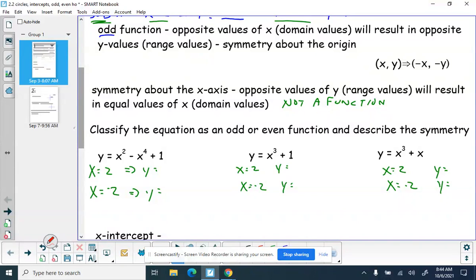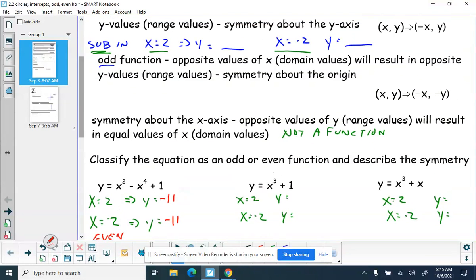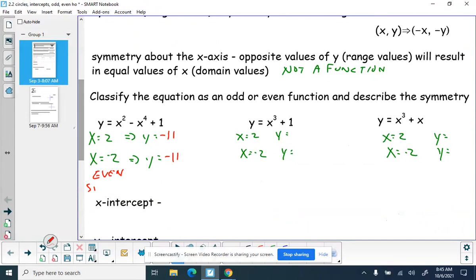First one, what do we get? X equals 2, x equals -2. Emily, what do you get from y equals x equals 2? What's y equal? And x equals -2, what do you get? -11. So I put opposite values for x in, I get equal values for y. Okay, so this is going to be what, Emily? An even function. If this is an even function, when we have an even function, we're going to have symmetry about the y-axis.